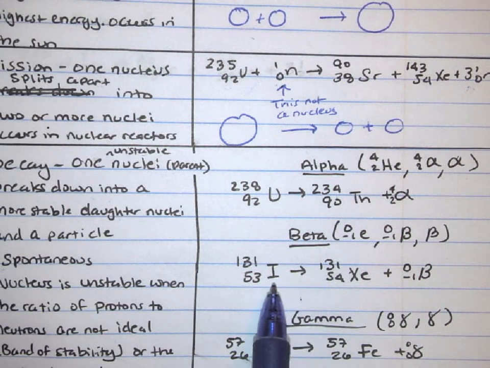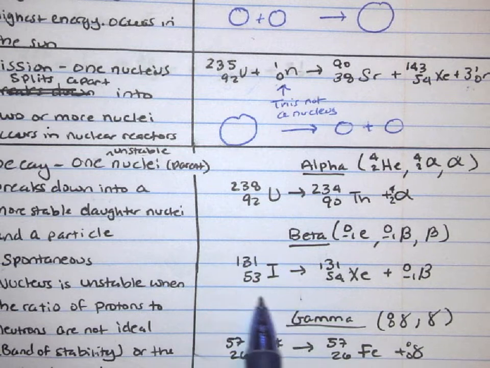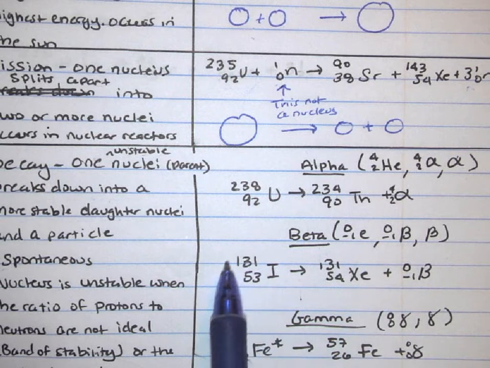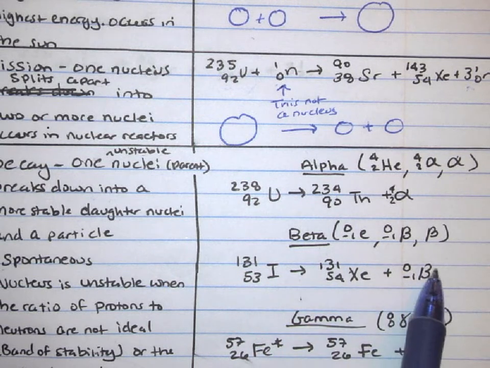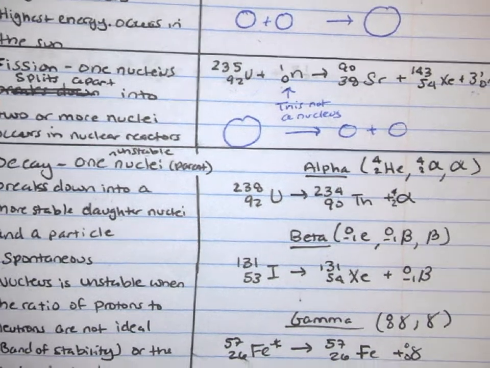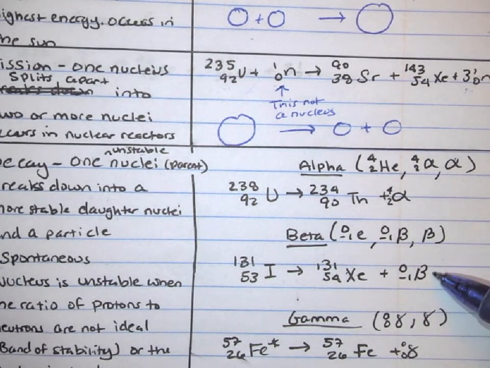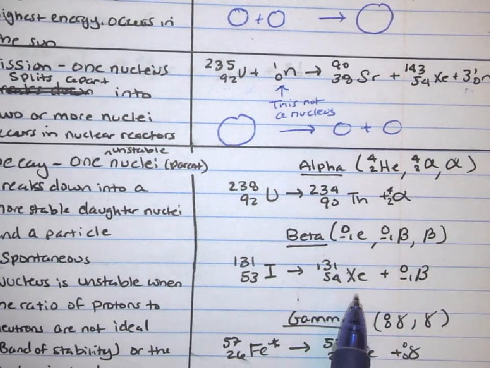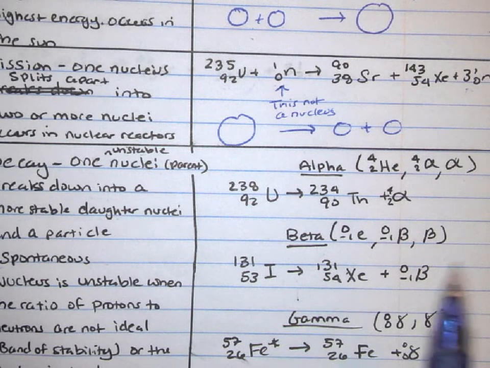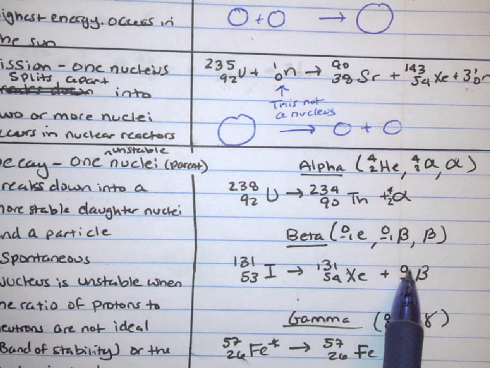In the case of beta decay, you're starting off with one nucleus here, and then it breaks down into xenon. So you have iodine-131 splits into xenon-131 and emits a beta particle. Now, a beta particle is essentially like a high-energy electron. And actually what's happening during beta decay, the electron comes from a neutron, which becomes a proton.